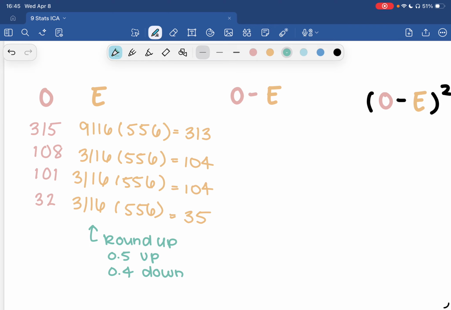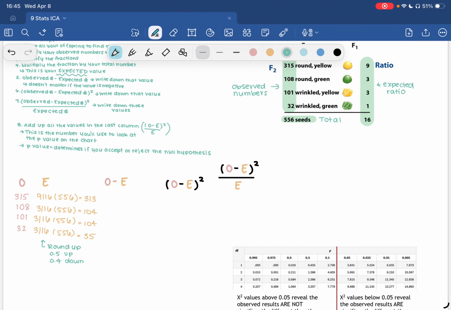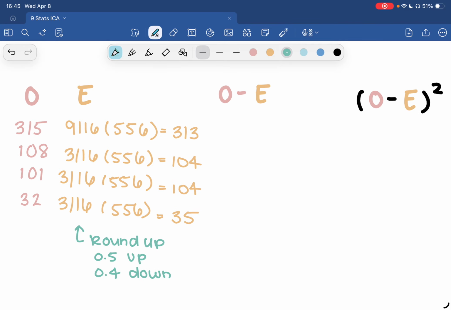Okay, so once you get your E, or your expected values, this is how many in a set of 556 seeds you would expect. You would expect 313 of them to be round yellow, 104 to be round green, 104 to be wrinkled yellow, and then 32 to be wrinkled green. So that's what you're expecting, that's what those numbers mean.